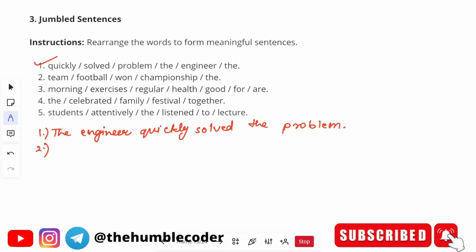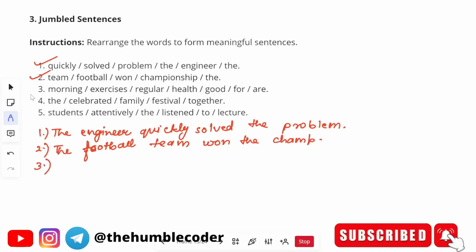Let's move on to question number 2, which is, "team football won championship." The answer for this is going to be, the football team won the championship.